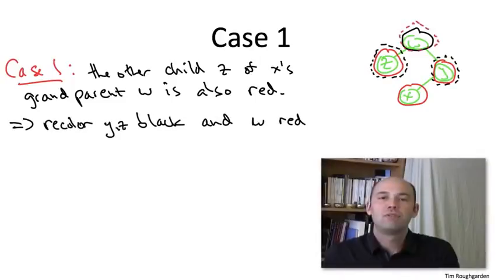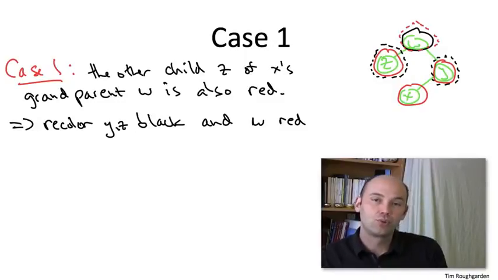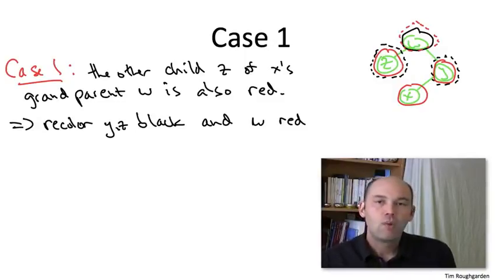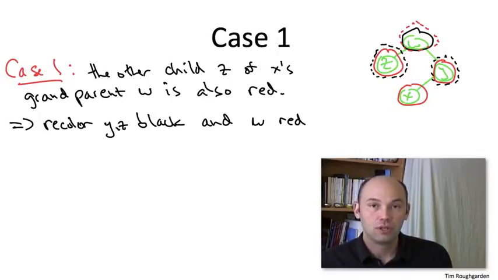The important property of this recoloring is that it does not break the 4th invariant. Remember, the 4th invariant says that no matter which path you take from the root to a null pointer, you see exactly the same number of black nodes. So why is that invariant still true after this recoloring? Well, for any path from a root to a null pointer which doesn't go through the vertex W, it's irrelevant. None of these nodes are on that path, so the number of black nodes is exactly the same.